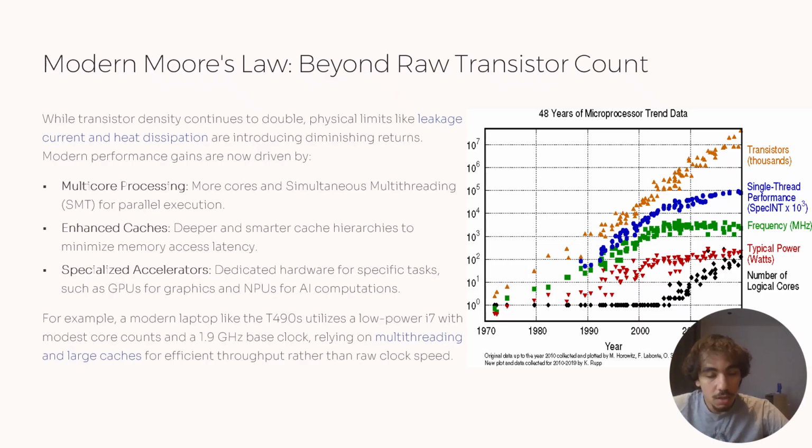When it comes to Moore's law, historically, it predicted transistor count doubling that enabled higher clock speeds and features. But today, the physical limits, which are the leakage, the heat, the diminishing returns from frequency scaling, mean we get performance from parallelism, which is just more cores, deeper and smarter caches, and specialized accelerators, GPUs and NPUs. Now, my T490S, which is a model of my Lenovo, demonstrates this. It's a modest core count and base clock, 1.9 gigahertz, but good multi-threading and big caches to balance battery life and sustainable performance.